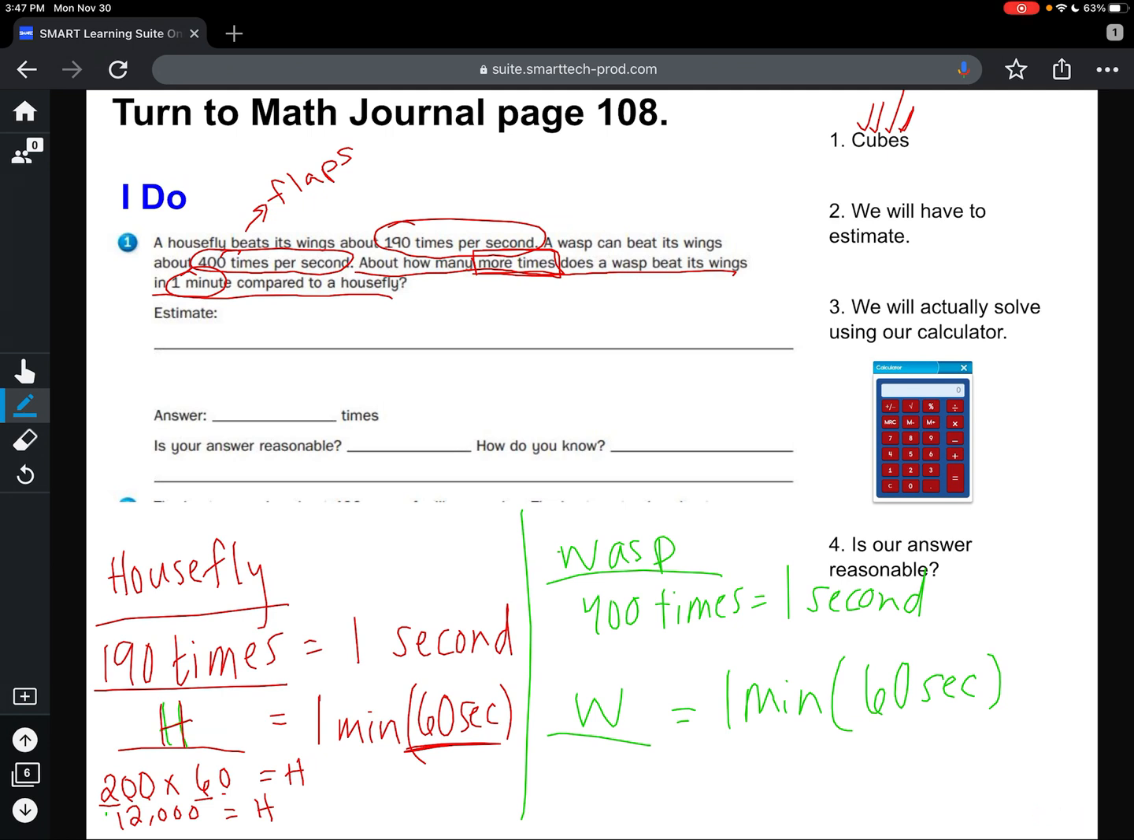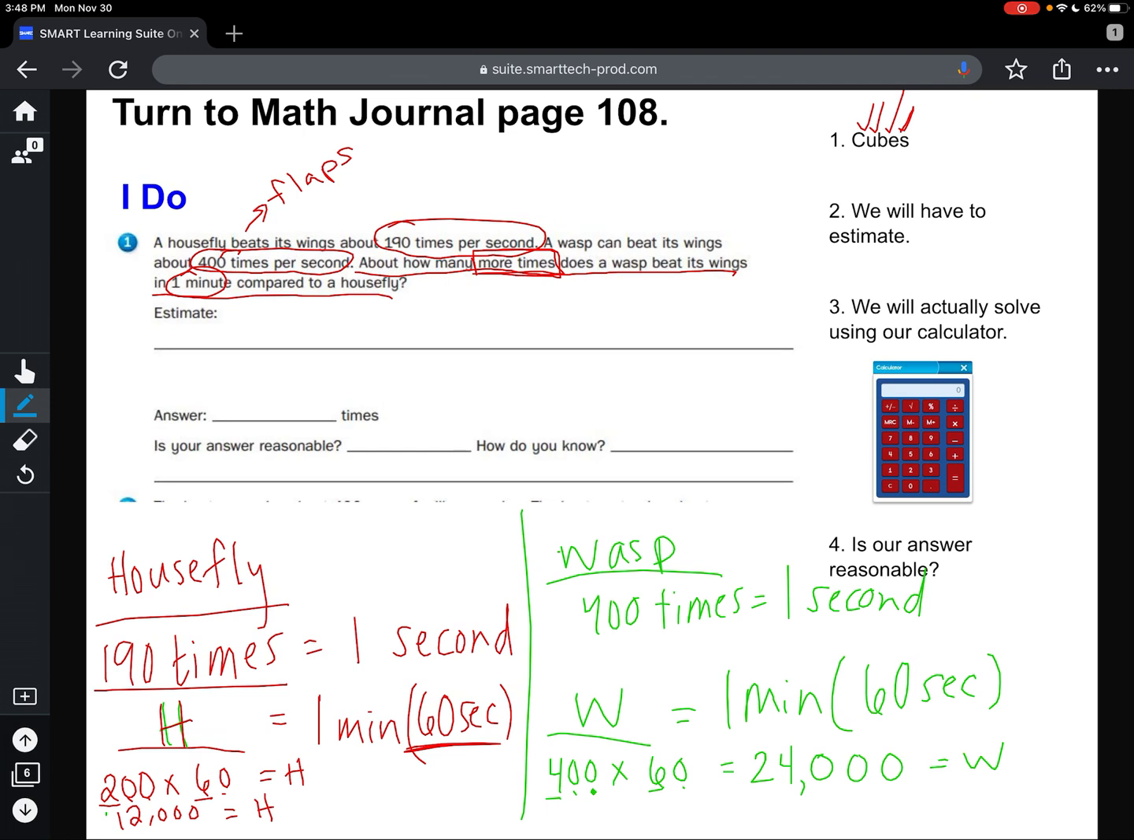in 1 minute. So I can do 400 times 60 seconds. I'm going to use that same strategy of finding my basic fact and then adding on the zeros. So 4 times 6 gives me 24. And then I'm going to count my zeros, and I have 3 zeros to add on to the end. And that equals W. So that tells me that the wasp beats its wings about 24,000 times in 1 minute.